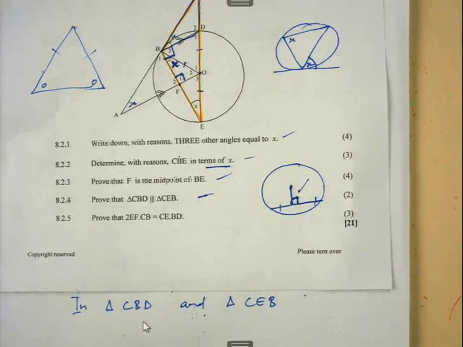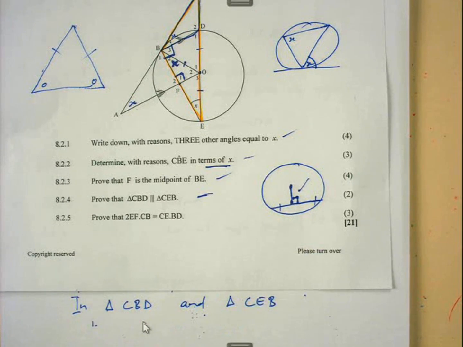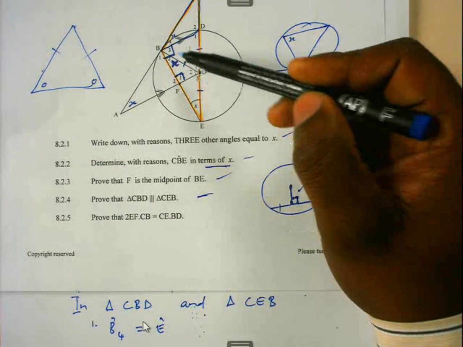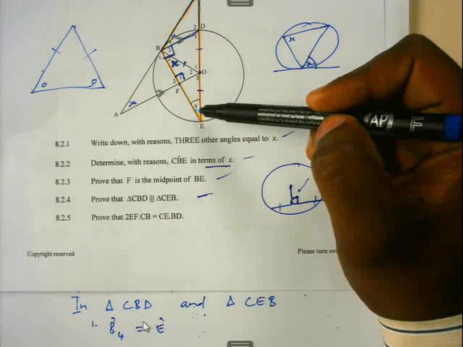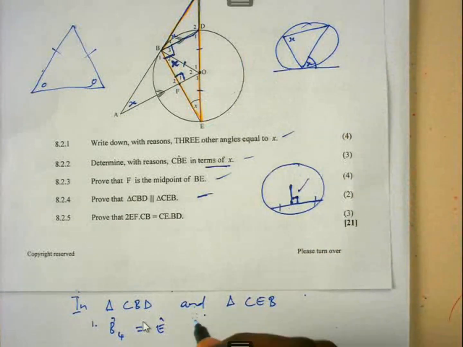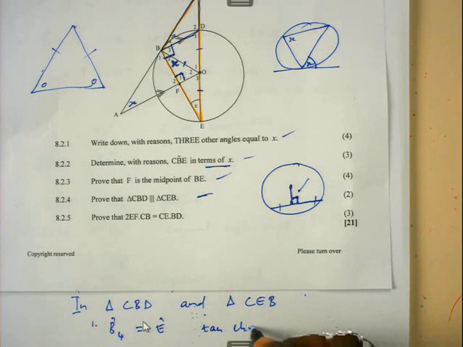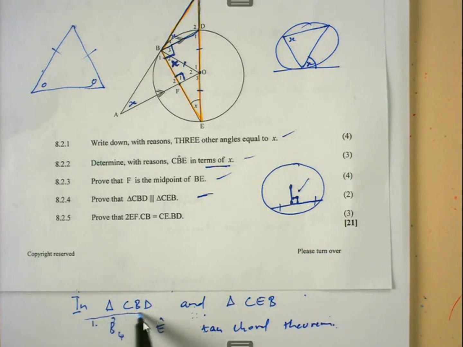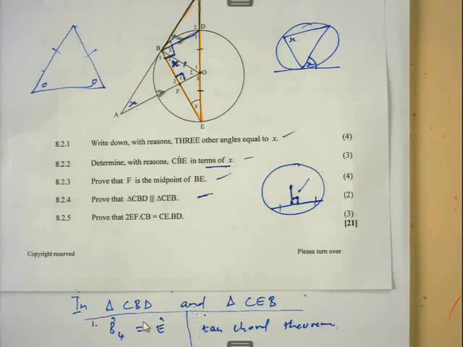Now we must write in those two triangles, number one. What do you see about the two triangles? Number one, we can see that angle B4 is equal to angle E. Do you agree? Can you see they both have XX there? And what is the reason for angle B4 equals angle E? We talked about it earlier on. I'm sure it is the tan-chord theorem. Do you agree with that? Normally I like it when we have the statement and the reason.